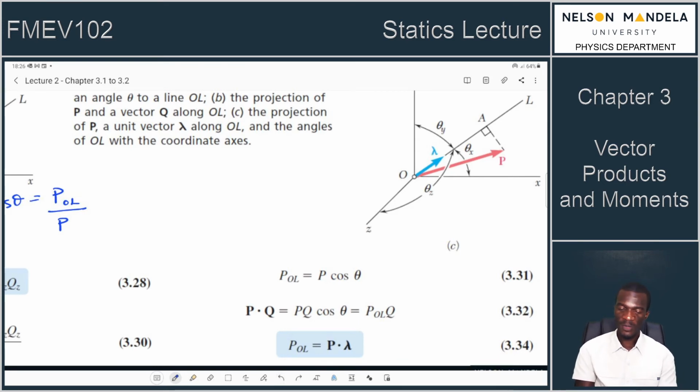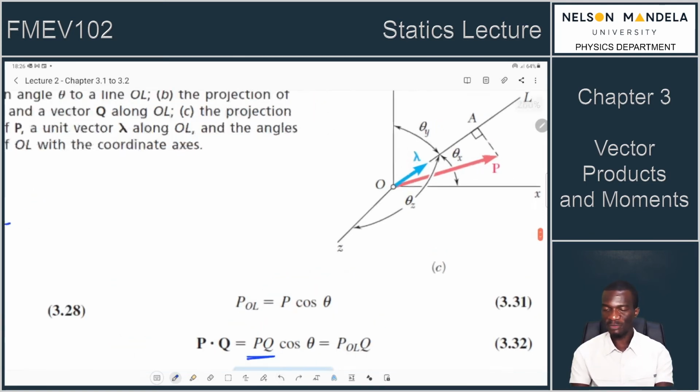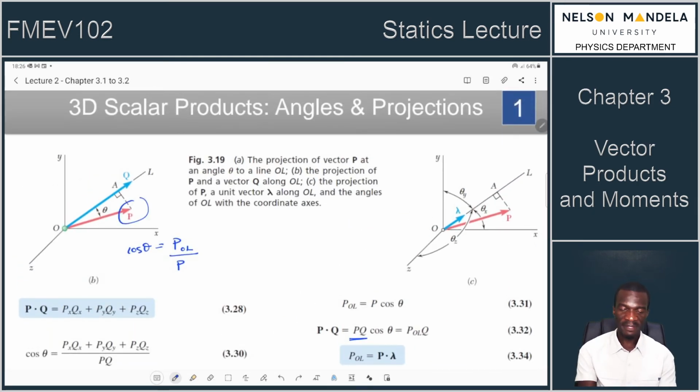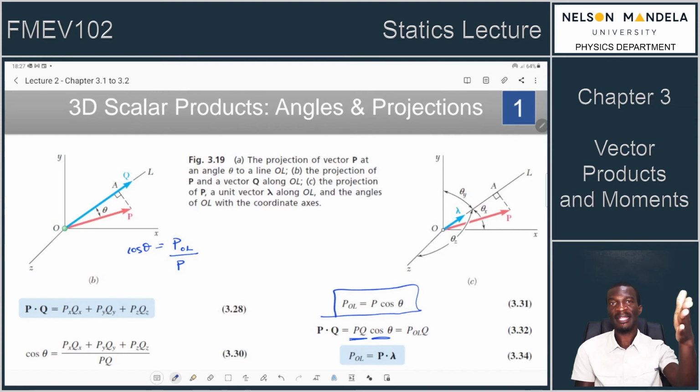Since we already know that P dot Q is simply equal to PQ cos theta, do you notice that if we draw our vectors, maybe let me do it this way. If we draw our vectors in this way, where we have the P, and then we have the axis on which we are projecting it, and on that axis, another vector exists, which is vector Q. Your P dot Q still remains as PQ cos theta. But you already know that P cos theta is the projection of P onto the line or the vector OL or the axis OL. So this means that the P cos theta can be replaced by POL. So this is the meaning of equation 3.32.